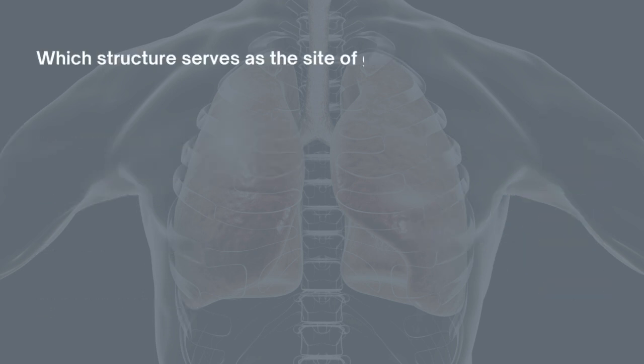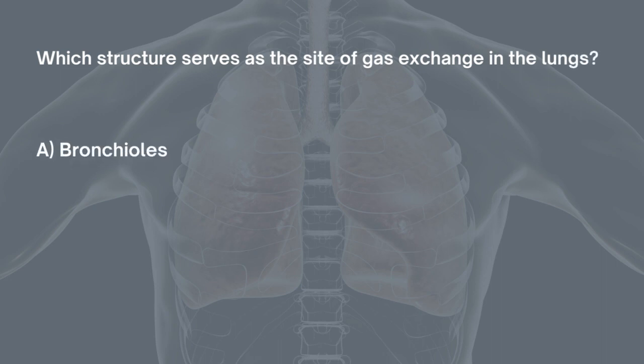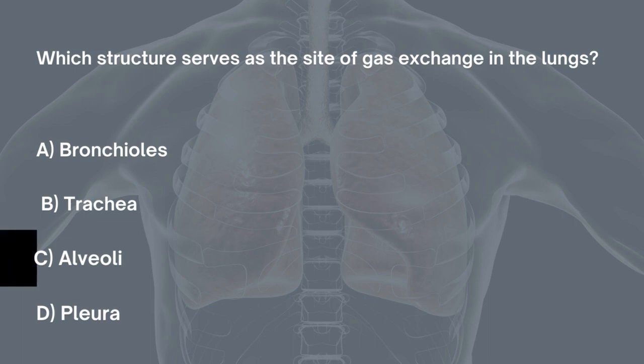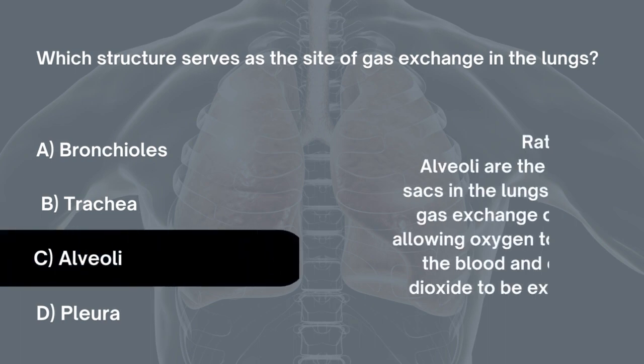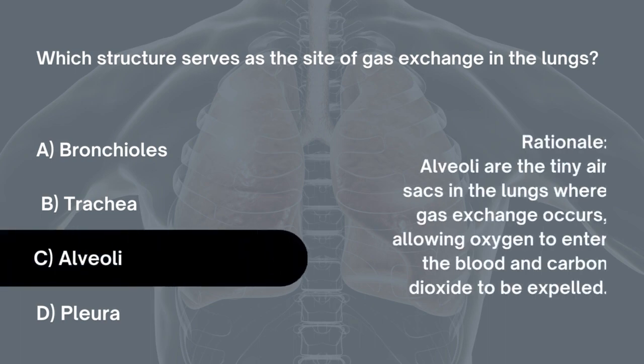Which structure serves as the site of gas exchange in the lungs? A. Bronchioles. B. Trachea. C. Alveoli. D. Pleura. Rationale. Alveoli are the tiny air sacs in the lungs where gas exchange occurs, allowing oxygen to enter the blood and carbon dioxide to be expelled.